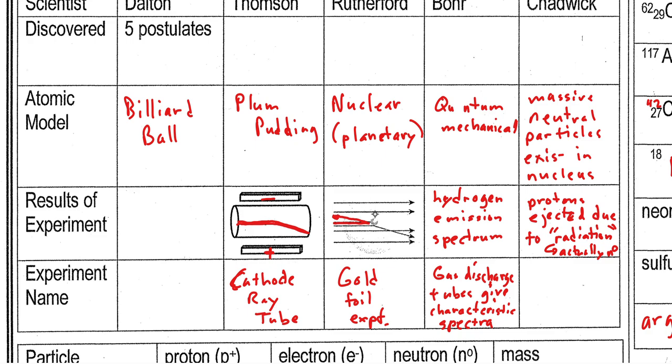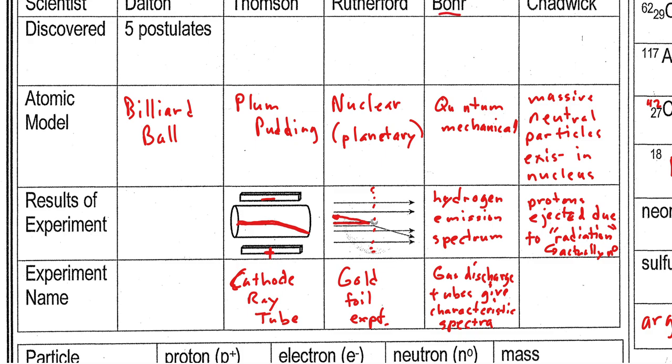This is what would have happened. The gold foil would have been along here, vertically. And those lines that are crossing were the paths of the alpha particles as they travel through.